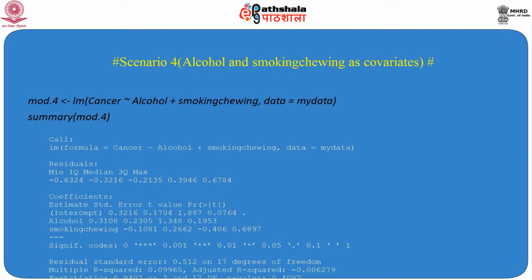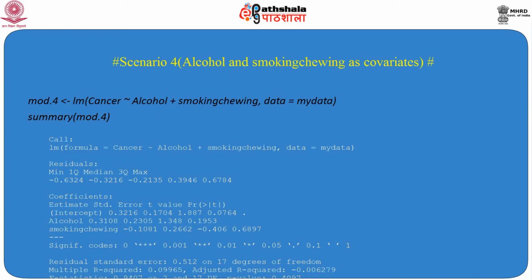Now coming to scenario 4, where we are considering alcohol and smoking, chewing as covariates. So smoker and chewer were considered separately with the alcohol, and here we found these residuals standing from minus 0.63 to plus 0.67, where the intercept estimate is 0.3216, standard error 0.1704, T value 1.88 with p value 0.0764, and for alcohol the regression estimate is 0.3108, standard error 0.2305, T value 1.348 and p value 0.1953, and for smoking with chewing it is minus 0.1089.